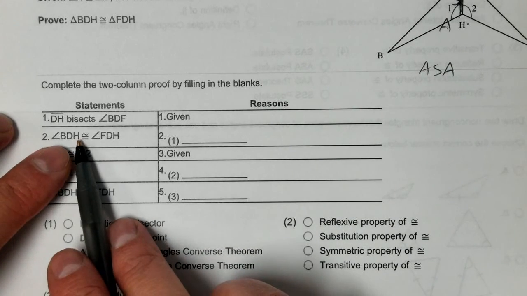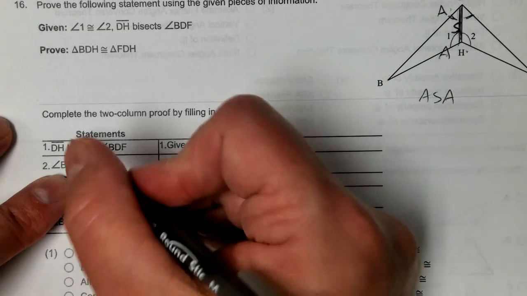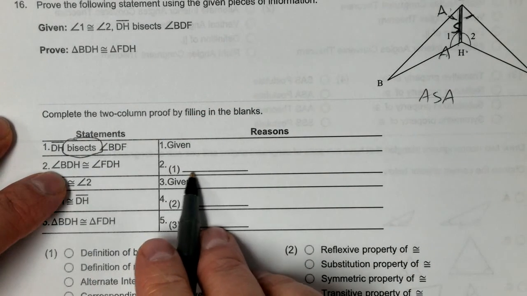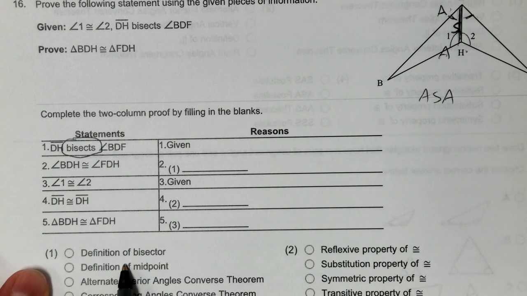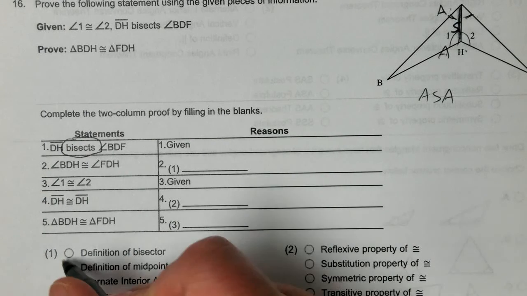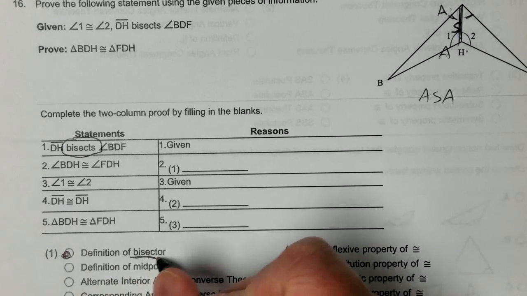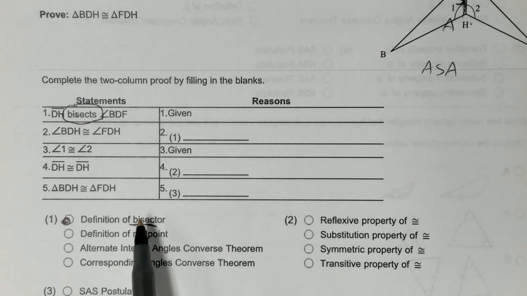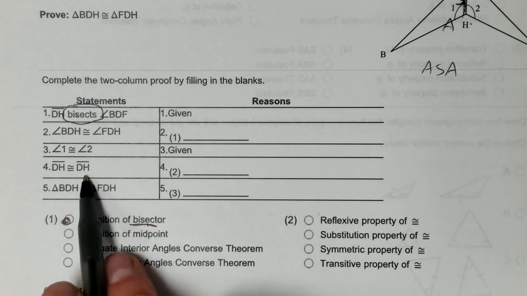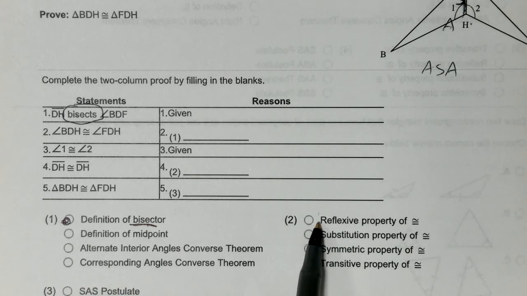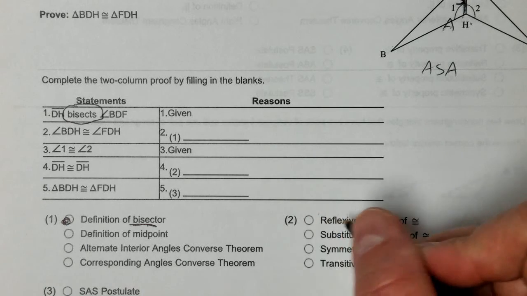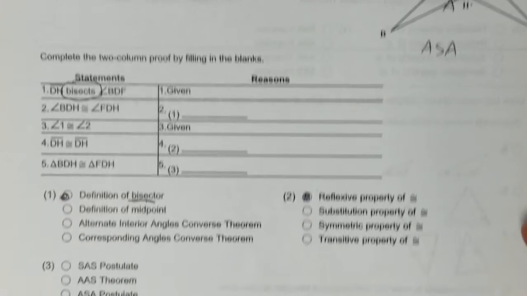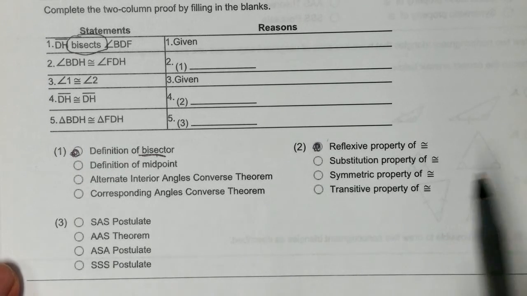Alright, so remember what we do is we look at this word, and if that's the reason that it gave, this would be definition of bisector, because bisector and bisects are alike. On number 2, that's the reflexive, because this side is in both triangles, and then it's ASA.